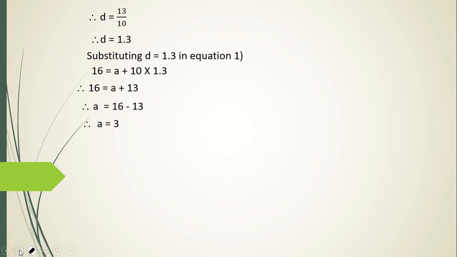A is equal to 3, we got. So we got the value of d to be 1.3 and the value of A to be 3. Now done, that is what we wanted. Now we will just put the value in the formula.